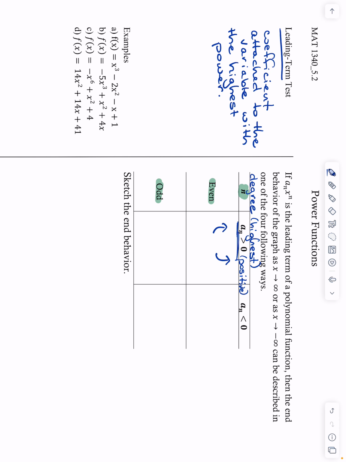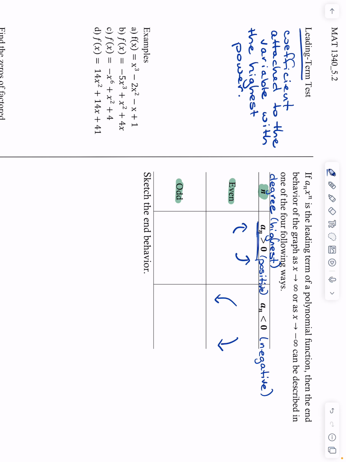If our leading coefficient is less than 0, that means it's negative. Both ends point down. Again, we're not so worried about what's going on in the middle, just end behavior.